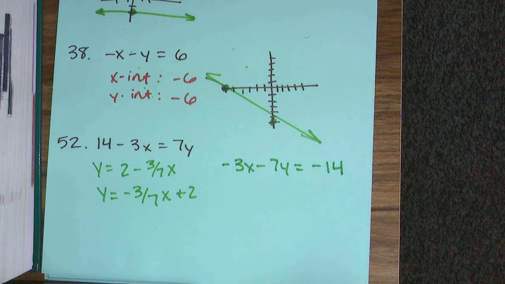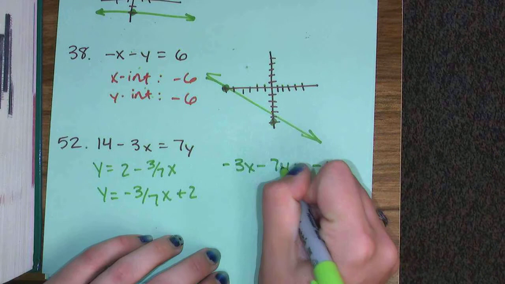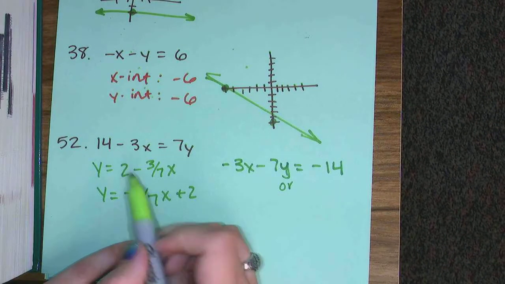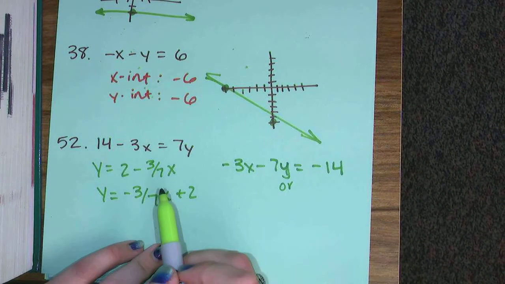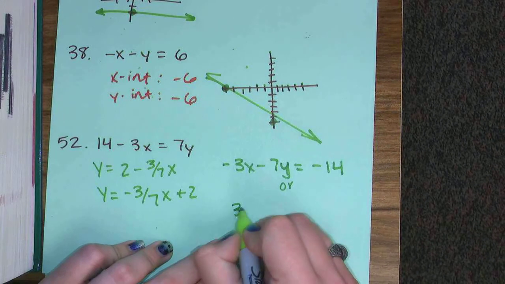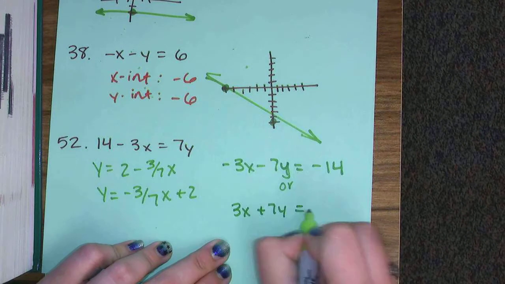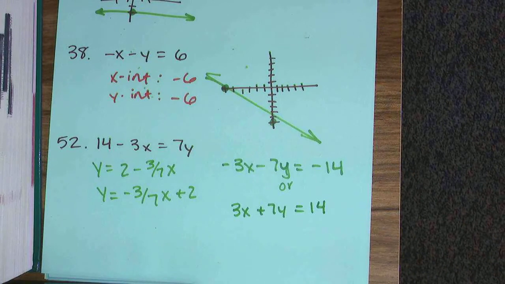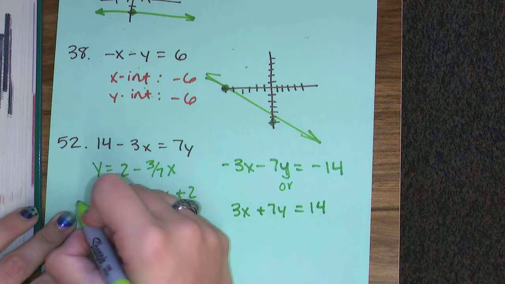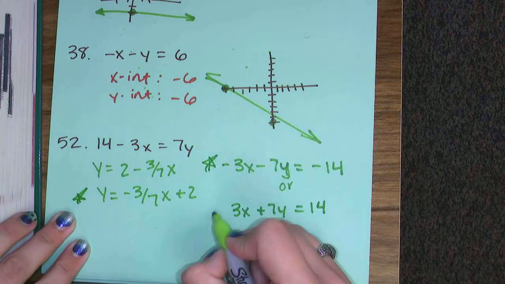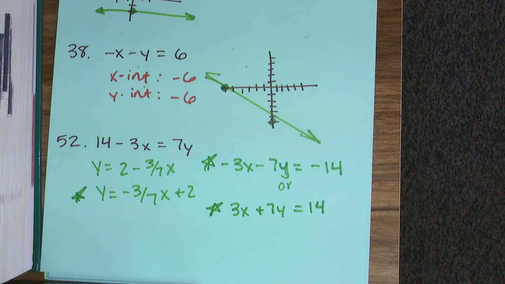Okay, another way I could write it is I could have added the 3x over to make everything positive, and then I could have just had 3x plus 7y is equal to positive 14. Okay, any of these forms here are acceptable. Okay, all of those are acceptable answers. It's really up to preference for how y'all want to write it.